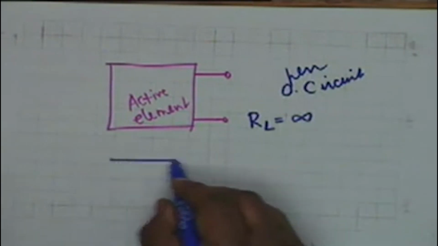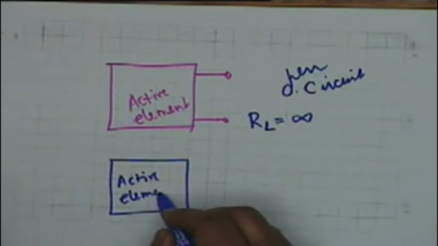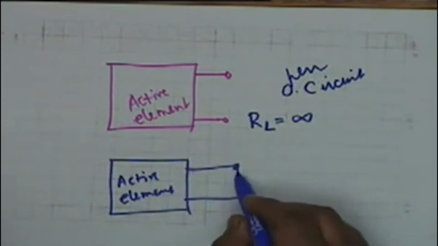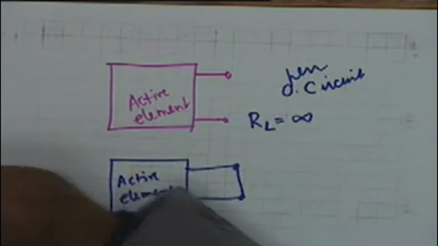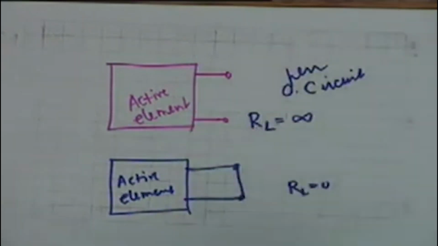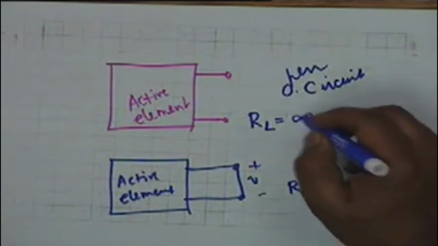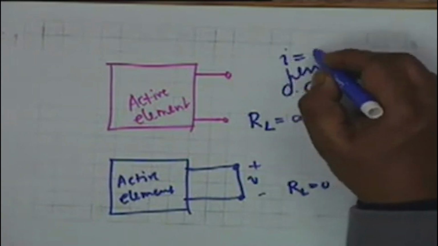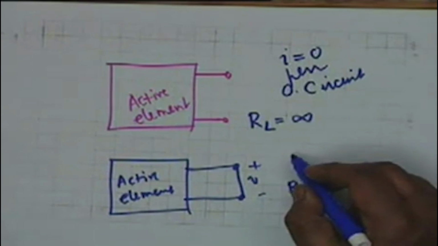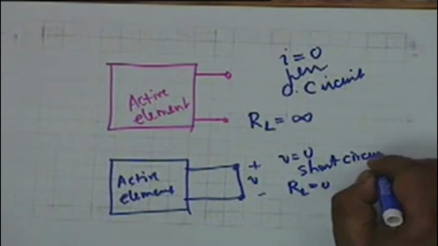On the other hand, you could also have a situation in which no voltage can drop across the terminals. That is, you connect them by a zero resistance wire. That is, RL is equal to 0. If RL equals 0, then whatever current flows through RL, it cannot drop a voltage, and therefore V, the terminal voltage, is equal to 0. Open circuit is the condition for I equal to 0, and short circuit is the condition for V equal to 0. This is called a short circuited condition.